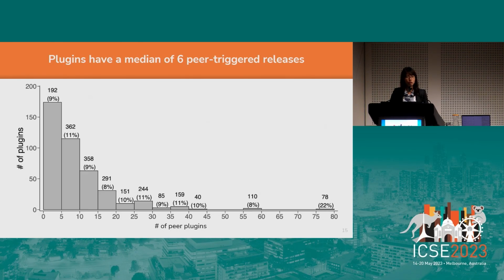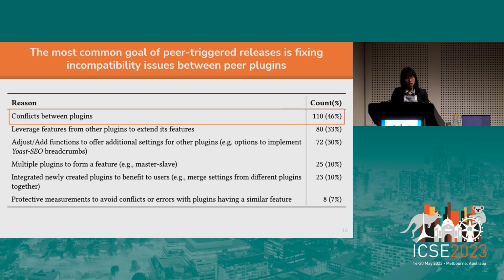but because of the system architecture in the WordPress software ecosystem, plugins may implicitly or explicitly depend on each other. So we studied the reason why they have these peer-triggered releases, and the most common goal is to fix incompatibility issues between peer plugins, which accounts for 46%, and sharing resources such as data workflow or even layouts is the common reason responsible for the incompatibility issues.